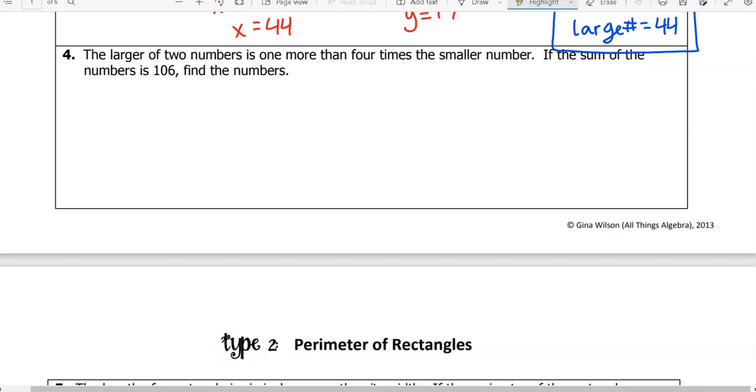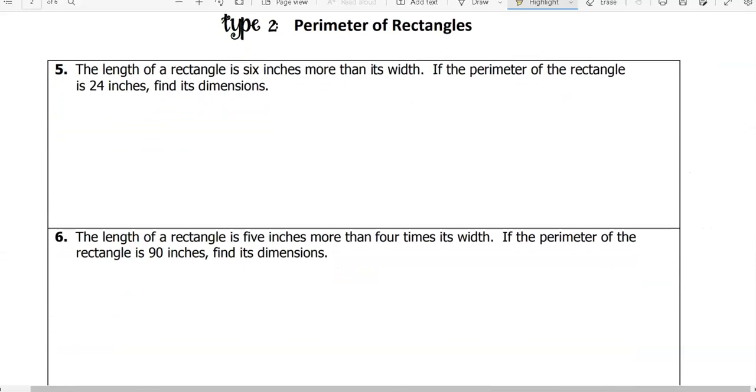All right, I'm going to save that last one for you. I'm going to move down here. Type 2.